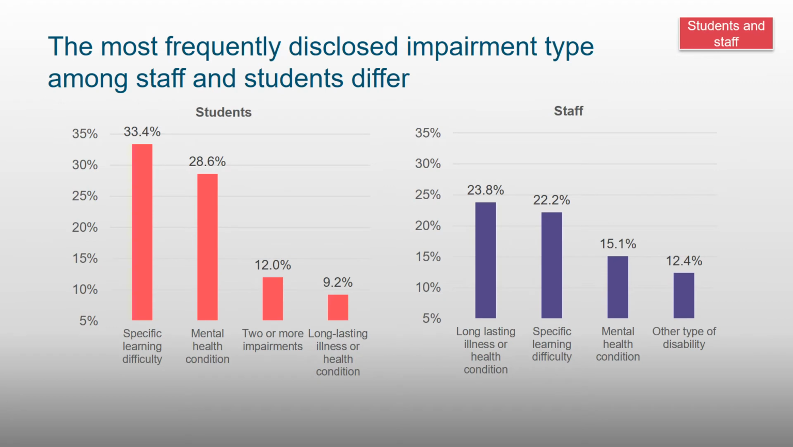This graph presents the most common impairment types disclosed among students and staff members declaring a disability. We see that these vary across the two populations, with long-lasting illness or health condition being the impairment type mostly disclosed by staff members at 23.8%, whereas specific learning difficulties are the most disclosed impairment type among students at 33.4%.